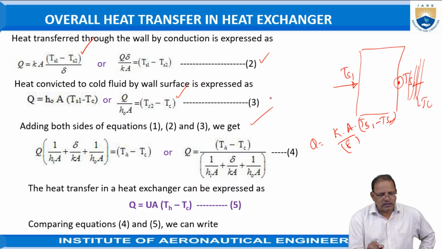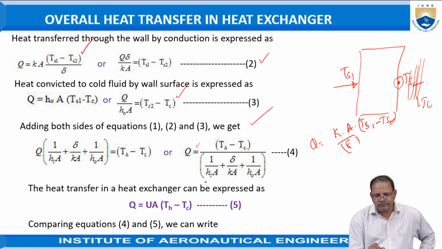From this relationship, adding equations 1, 2 and 3, we get Q is equal to (Th minus Tf) divided by (1 by hi A plus delta divided by K A plus 1 by ho A). So from this relation, Q is equal to (Th minus Tc) divided by (1 by hi A plus delta divided by K A plus 1 by ho A).